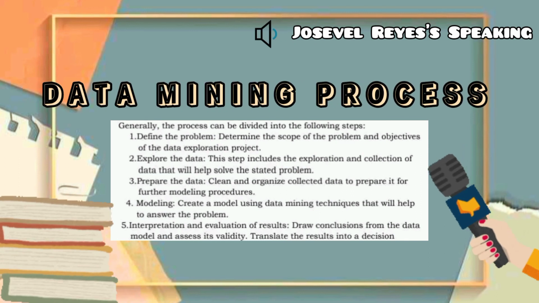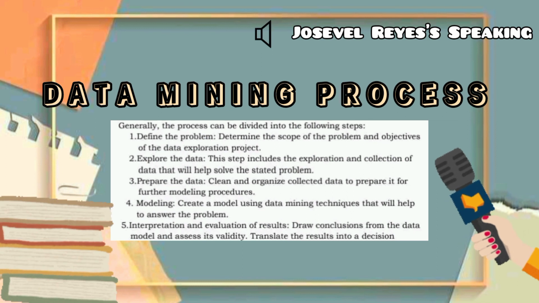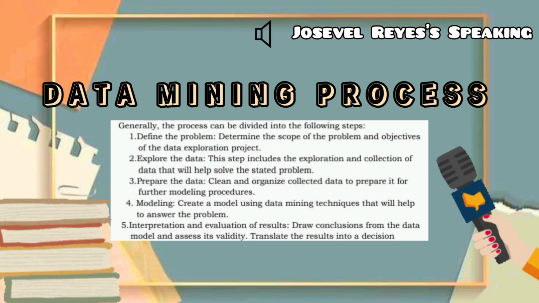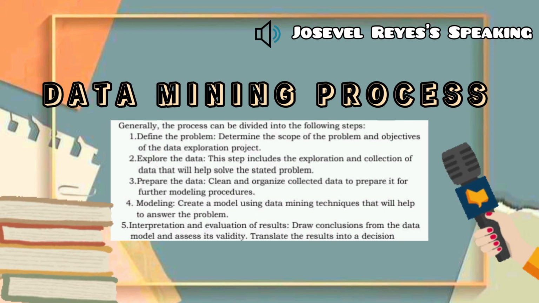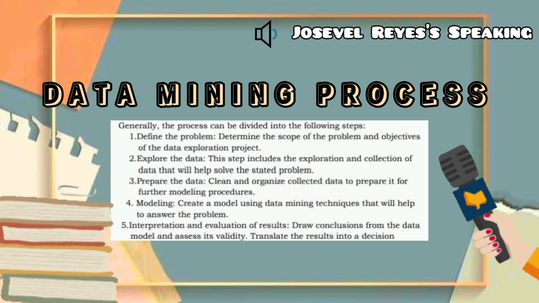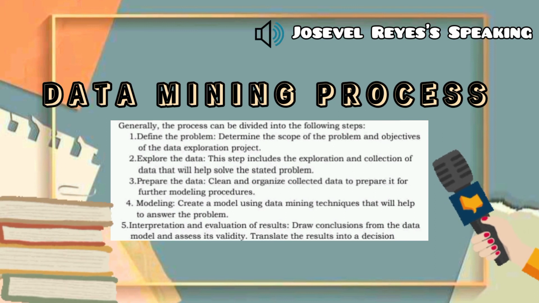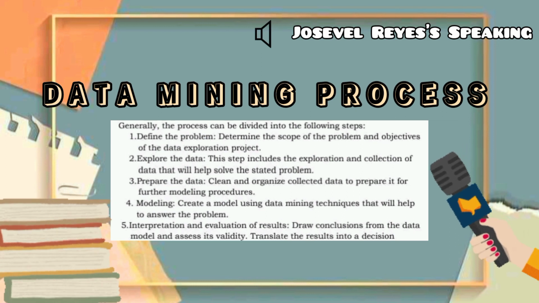Data mining process. Generally, the process can be divided into the following steps. Step 1. Define the problem. Determine the scope of the problem and objectives of the data exploration project. Step 2. Explore the data. This step includes the exploration and collection of data that will help solve the stated problem. Step 3. Prepare the data. Clean and organize collected data to prepare it for further modeling procedures.